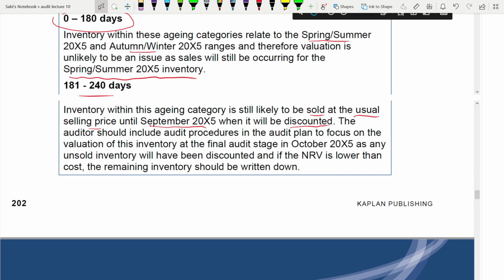So here auditors should include audit procedures on the valuation of this inventory at the final audit stage in October 2005. For October 2005 they have to value this. Why? Because any unsold inventory will be discounted. And if this one is lower than the cost, the remaining inventory should be written down. It's a risk area.